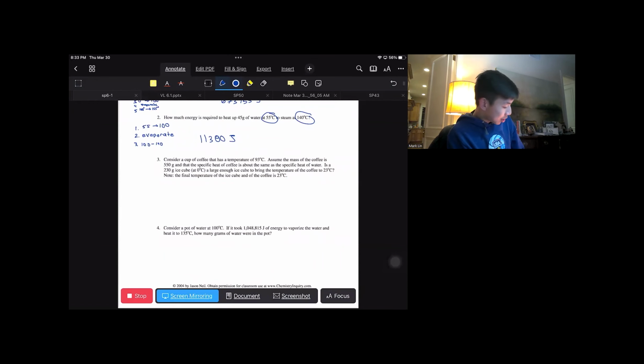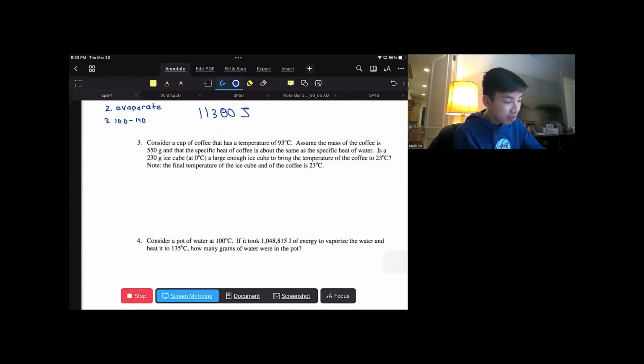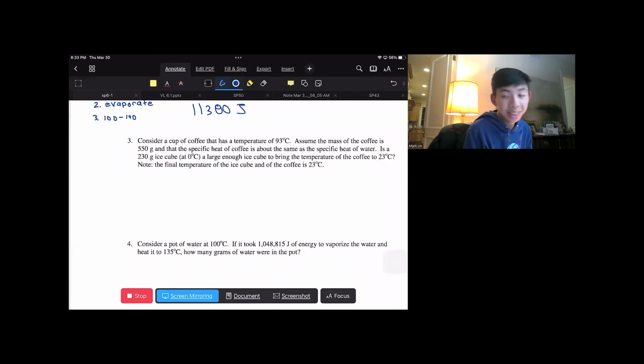All right, so we're on to number 3. Consider a coffee cup that has a temperature of 93 degrees Celsius. Assume the mass of coffee is 550 grams and the specific heat of coffee is about the same as the specific heat of water. Is a 230 gram ice cube at 0 degrees Celsius large enough to bring the temperature of the coffee cup to 23 degrees Celsius? Note the final temperature of the ice cube and the coffee is 23 degrees Celsius.